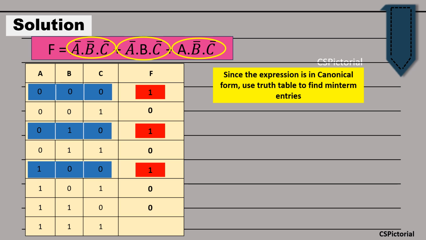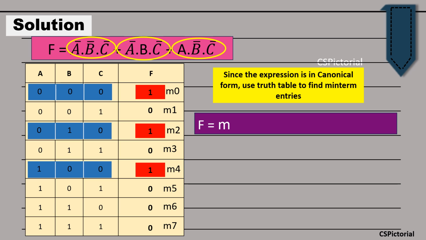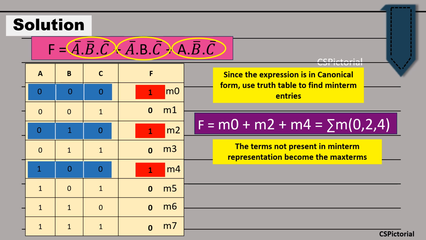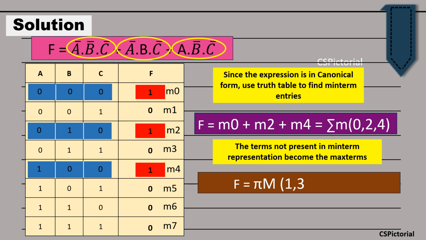Now, mark the minterm representations as M0, M1, M2, M3, etc. up to M7. Pick out the minterm entries for which the output value is 1. That becomes the output F equal to M0 plus M2 plus M4. That is summation M of 0, 2, 4. Here we actually need the maxterms as the question is to find the POS expression. Thereby, the terms not present in minterm representation become the maxterms. So, F now becomes pi capital M of 1, 3, 5, 6, 7.